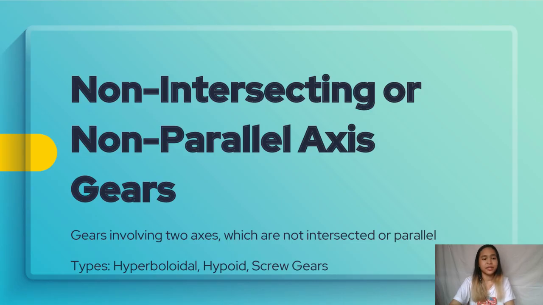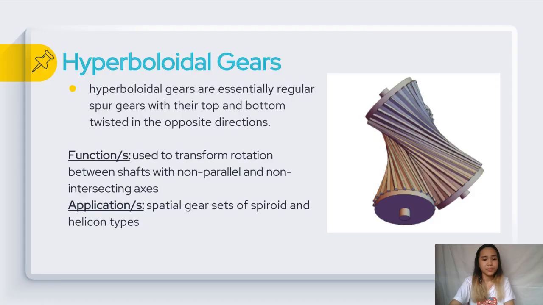Next classification of gears are non-intersecting or non-parallel axis gears. These gears involve two axes which are not intersected or parallel. Types: hyperboloidal, hypoid, screw gears. Hyperboloidal gears are essentially regular spur gears with their top and bottom twisted in the opposite directions. Functions: used to transform rotation between shafts with non-parallel and non-intersecting axes. Applications: spatial gear sets of spheroid and helicon types.